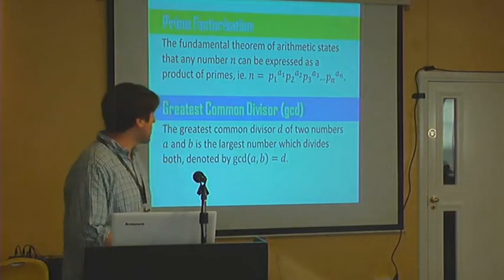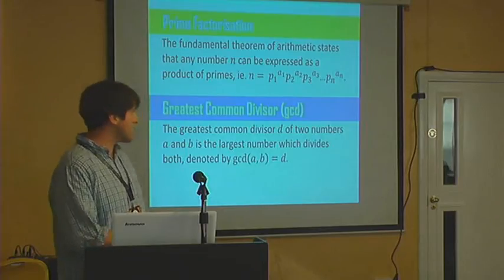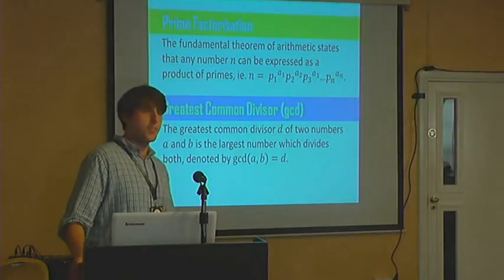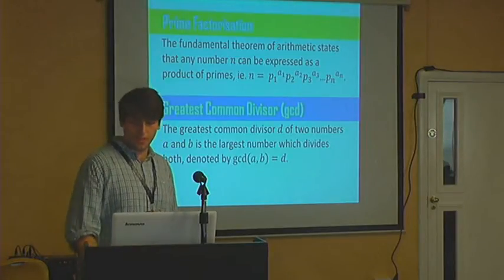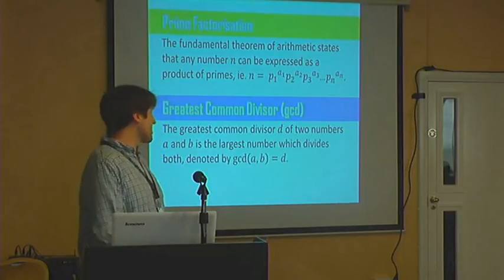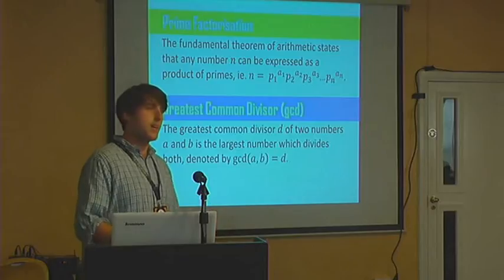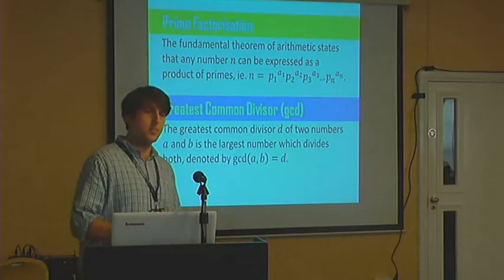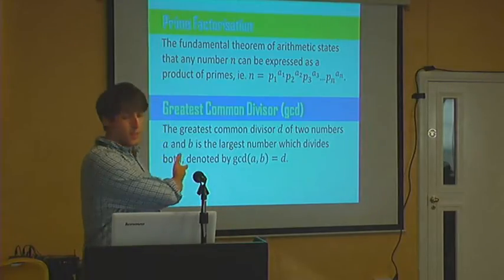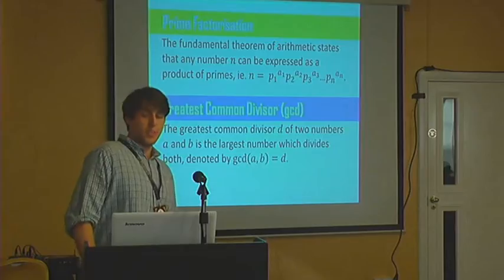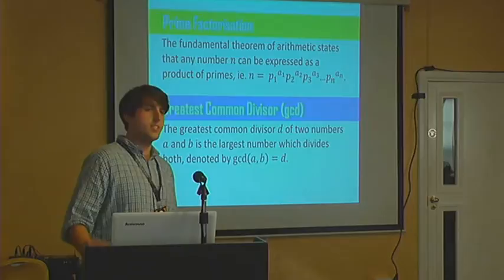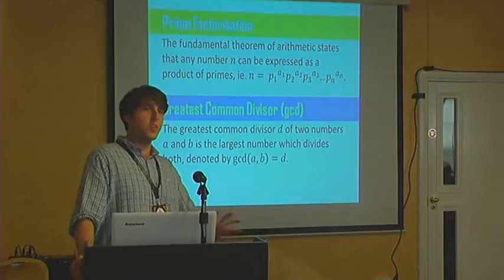Firstly, it's important that we're aware that any number n can be expressed as a unique product of prime numbers. This is known as the fundamental theorem of arithmetic. Secondly, we'll be making use of the greatest common divisor function, which takes two numbers, say a and b, and returns to us the largest number which divides both a and b, which we will denote by GCD of a and b. At this point, I'll also introduce a little bit of terminology. We'll call two numbers coprime if their GCD is 1, or in other words, they share no common factors.